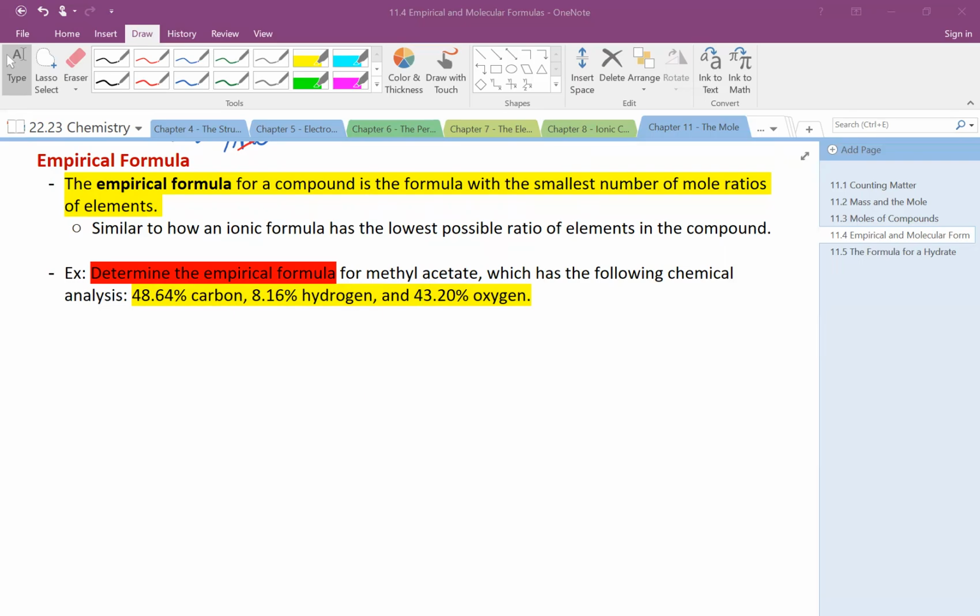And so here's our example. It says, determine the empirical formula, which I've highlighted in red. That's what the question's asking us for, of methyl acetate, which has the following chemical analysis: 48.64% carbon, 8.16% hydrogen, and 43.20% oxygen. And you might look at this and be like, wow, Mr. Hitt, there's no way to go from percent to moles.